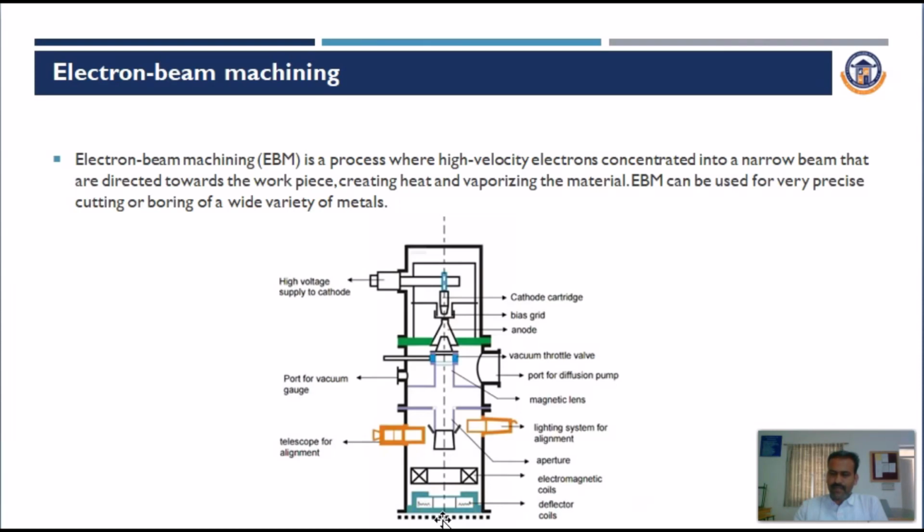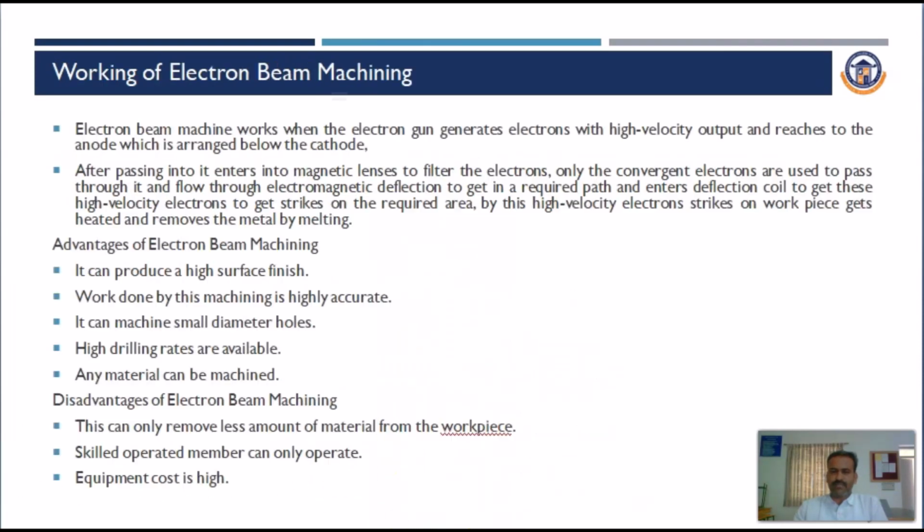Then we change the place by focusing the lens, focusing the rays, the electron beam, using deflector coils. We move the deflector coils, then the position changes automatically. The metal is removed in different places according to our requirement. This is called the electron beam machining process.